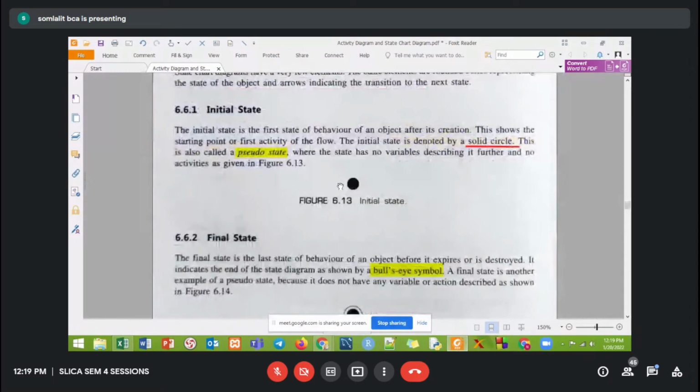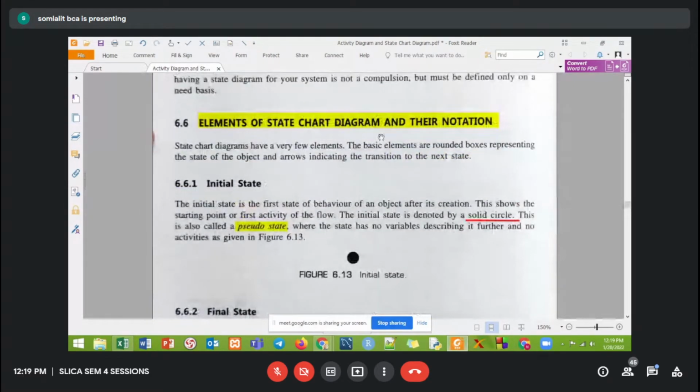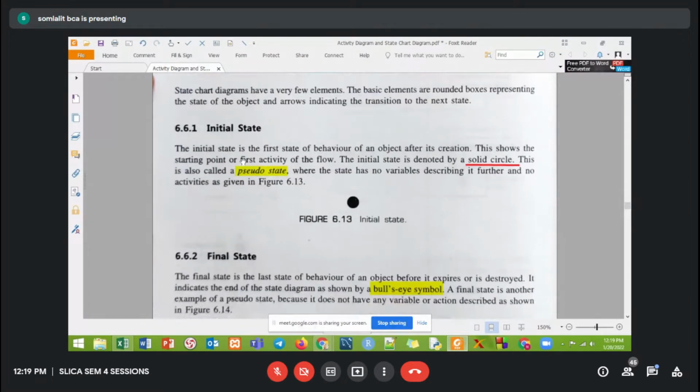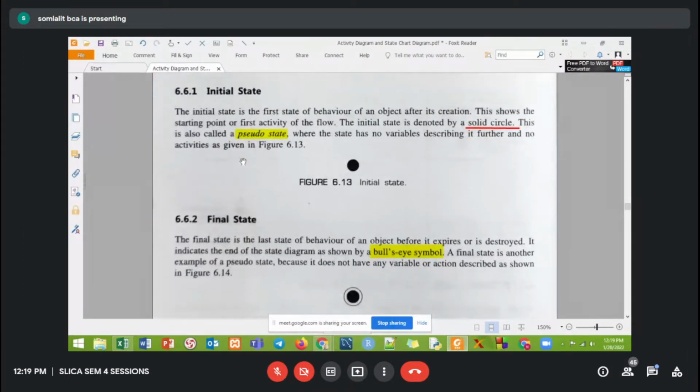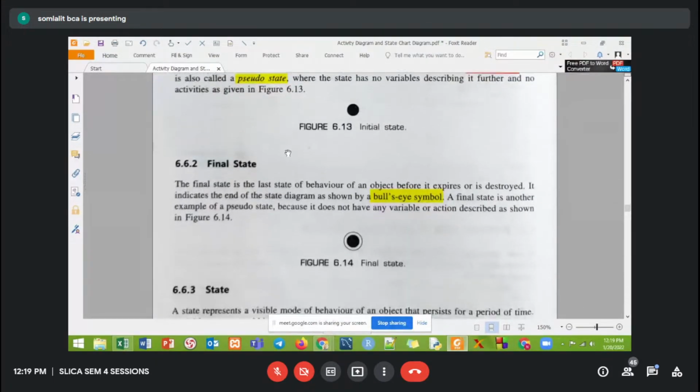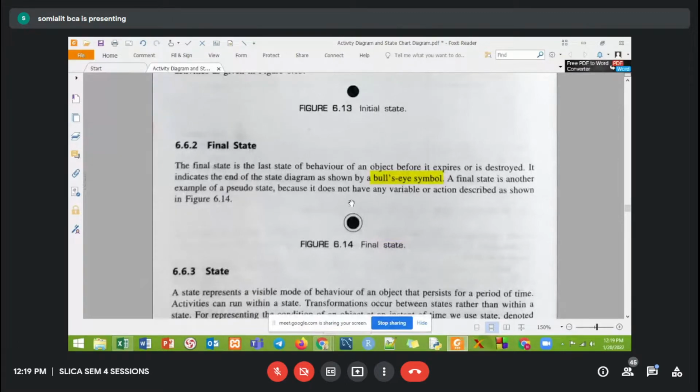Okay, then we have discussed the elements of the state chart diagram. The first element already discussed, the solid circle, is the initial state, and that is also known as a pseudo state. Second, the final state is a bullseye.